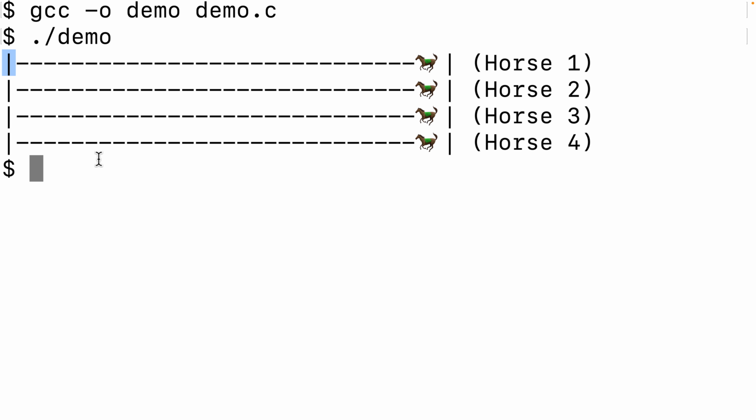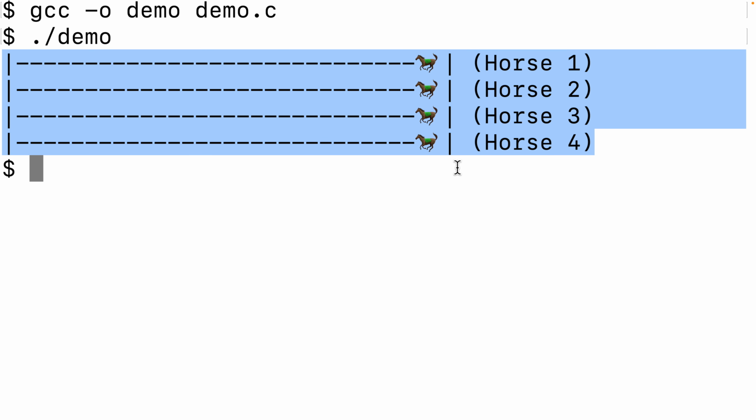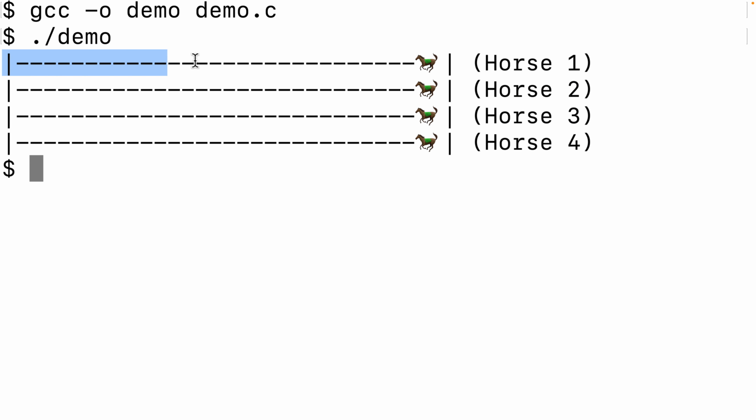Now the outer loop is outputting these rows here, these lines here, and the inner loop is responsible for outputting each track and the position of the horse on that track.